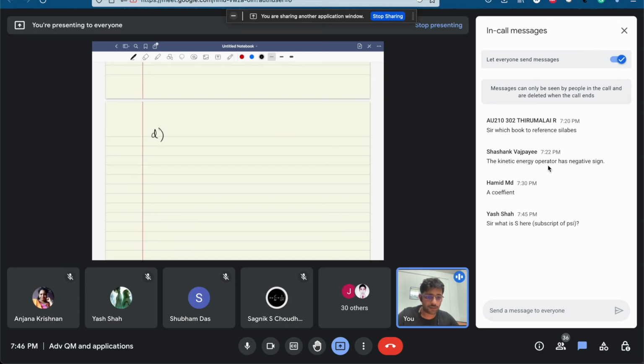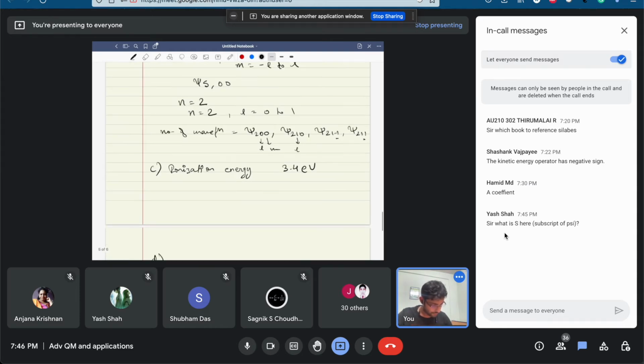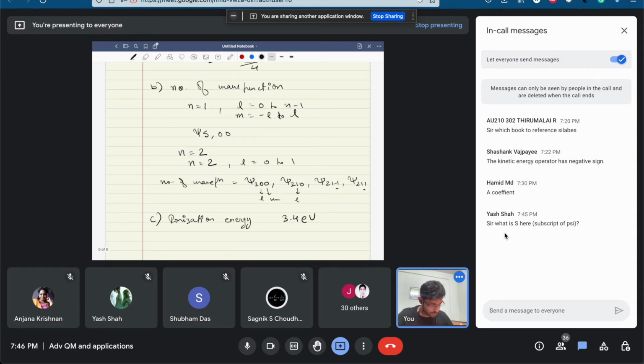The kinetic energy operator has a negative sign. Sorry about that if I messed it up. Someone asks what S is here, the subscript of psi. Oh, so this S is essentially, sorry about it. S is basically L equal to 0. That was my mistake. In our work we usually have n equal to 1 for the ground state; sorry, that was supposed to be L equal to 0 for S. So it's actually n equal to 1, nothing else.